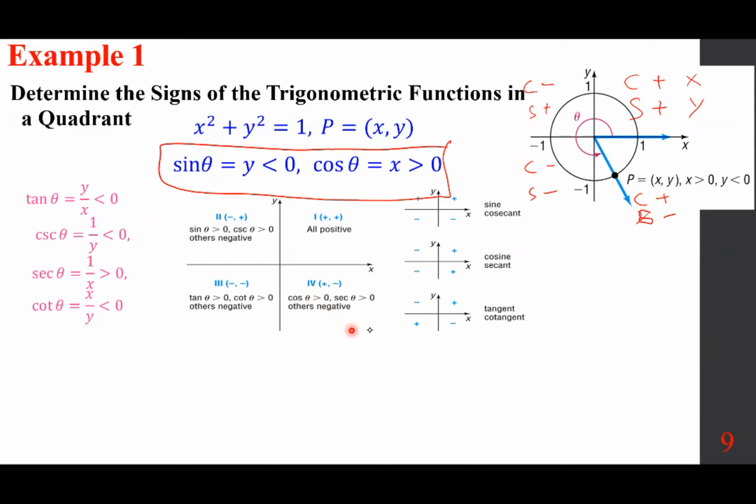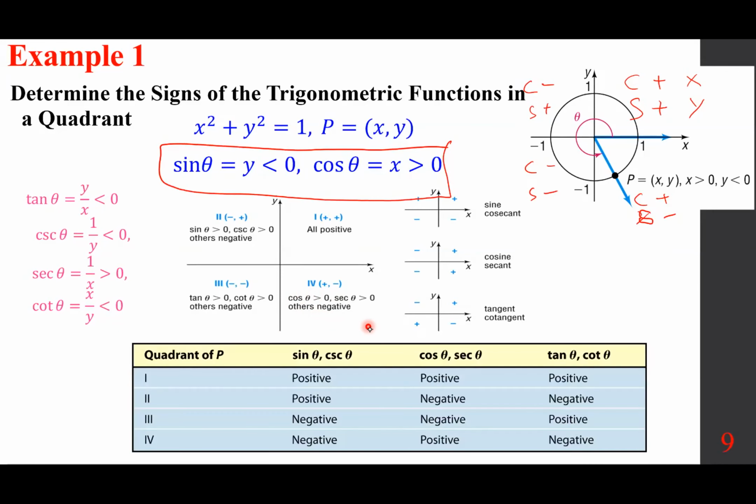So that's how you look at it. Just look at sine and cosine, and you can figure out the rest of it. So stick with sine and cosine. And again, it is explained here, but I highly recommend you just stick with sine and cosine, and everything else you can easily make a decision.